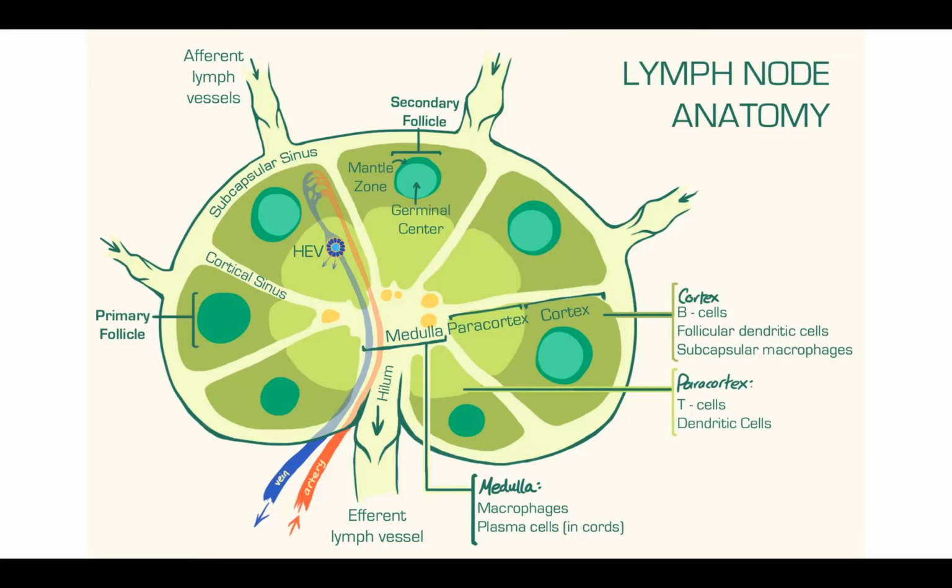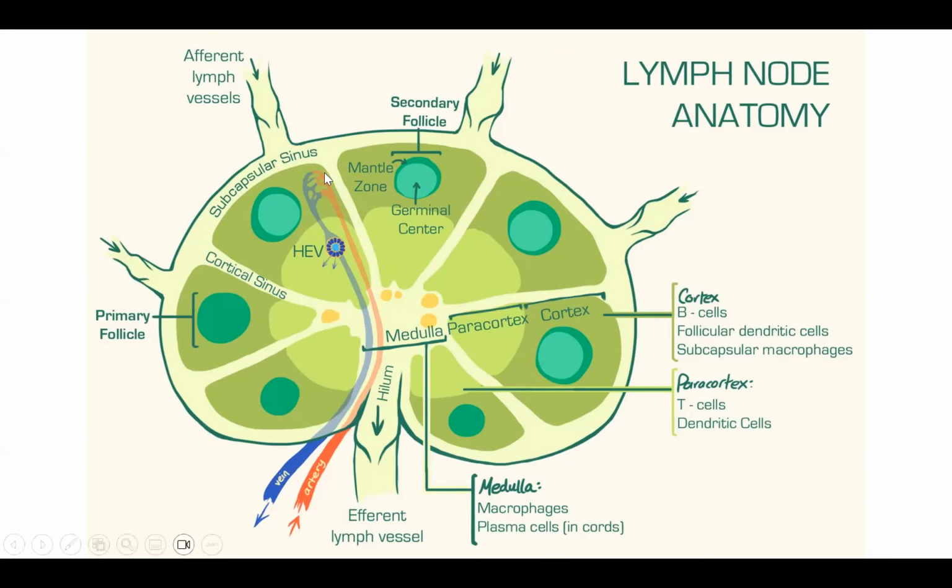Remember, the dendritic cells have an antigen that they're going to present, and subcapsular macrophages. So you're going to have macrophages and follicular dendritic cells in the cortex with the B cells. And in the paracortex, you're going to have the T cells and the dendritic cells. In the medulla, or the medullary area, the center of the lymph node, will be the macrophages and the plasma cells that we talked about in the previous slide.